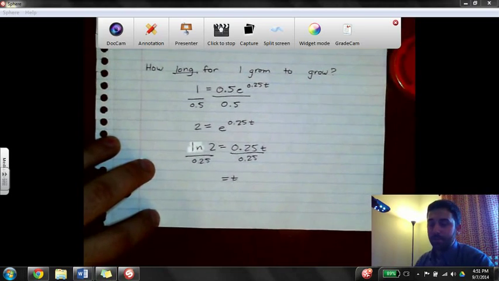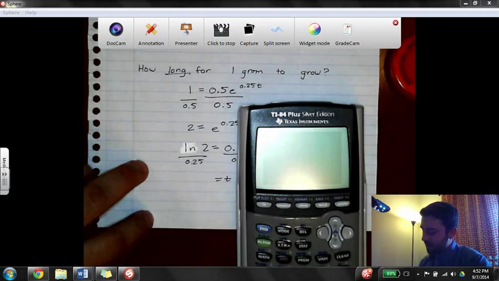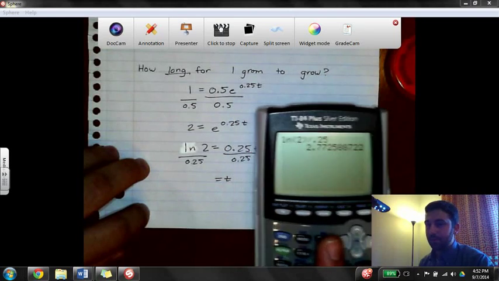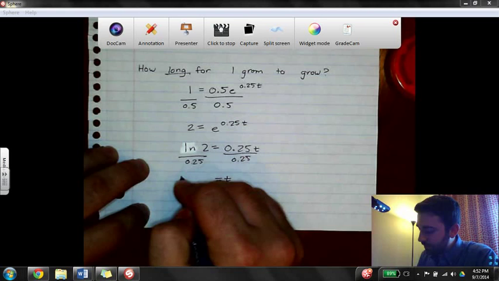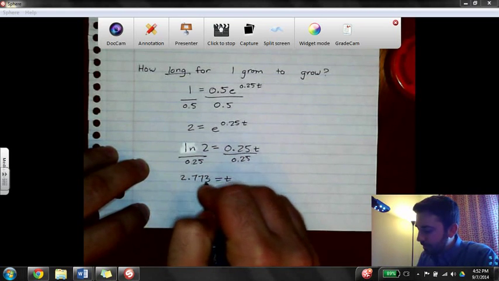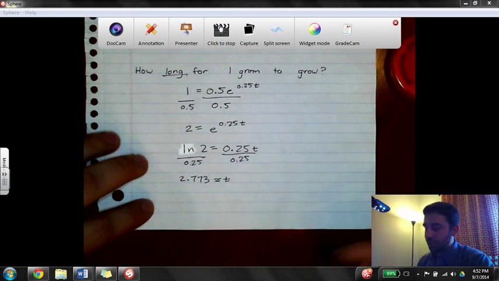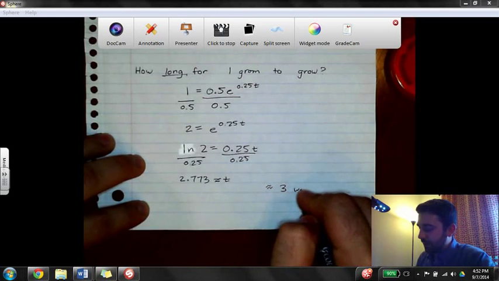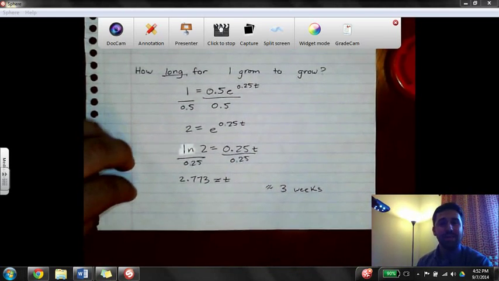And then in my calculator I would say ln of 2 divided by 0.25 gives me approximately 2.773. And then I need to reinterpret. So in approximately 3 weeks, I will have 1 gram of bacterium.